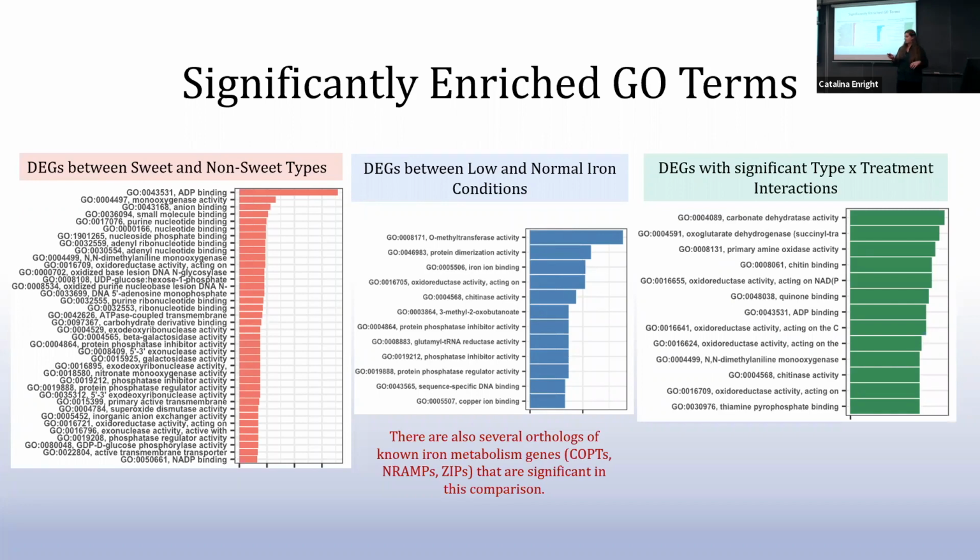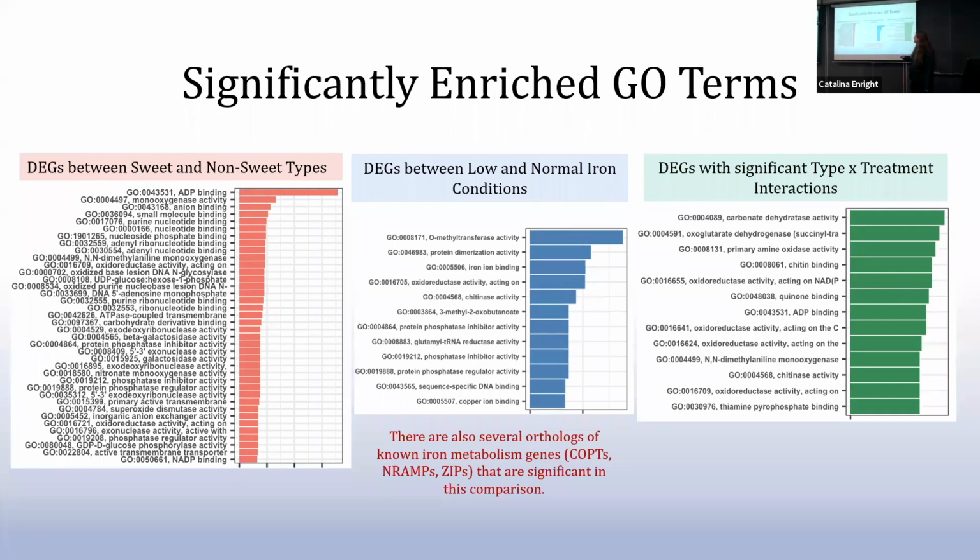What we found, and I'll start with the middle bit: if you look at enriched GO terms in your low and normal iron conditions, you get a lot of the things that you expect. There are things related to iron transport, metal metabolism and iron stress, and a lot of known orthologs of NRAMPs, ZIPs, and COPTs. Those show up as significant in this comparison, but they are significant regardless of what type you are. So that's just your conserved response to iron.